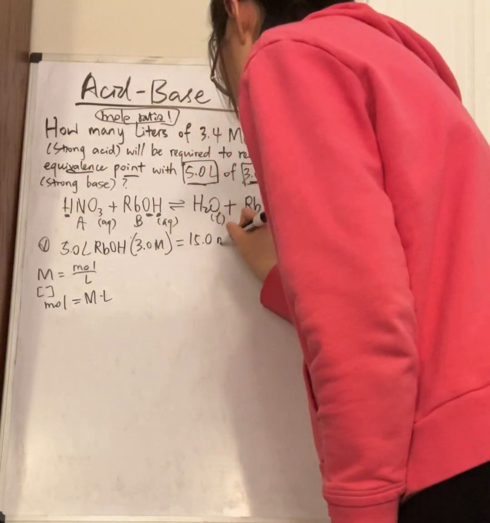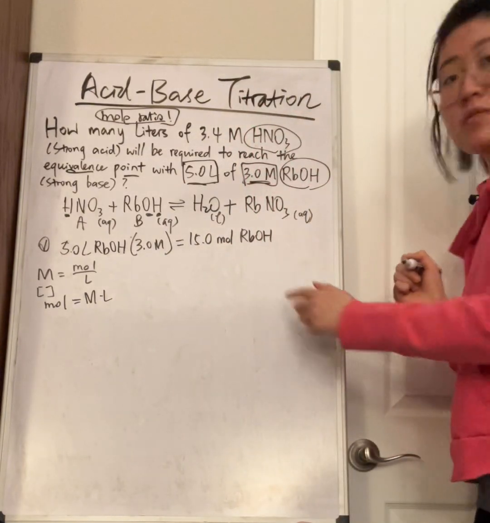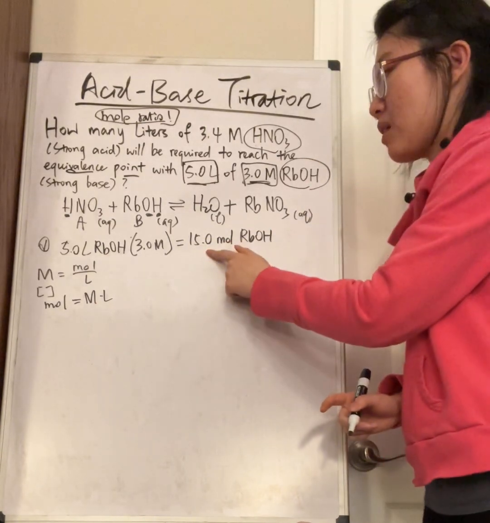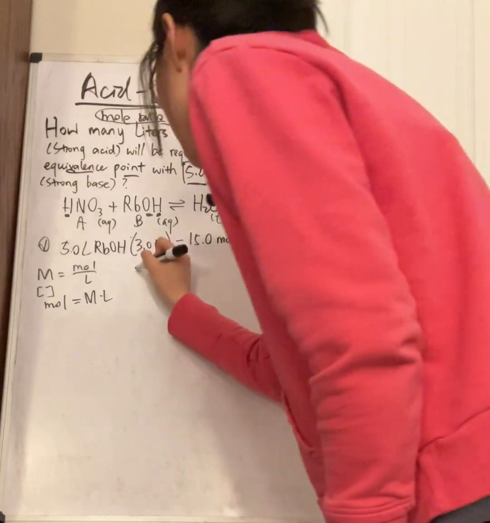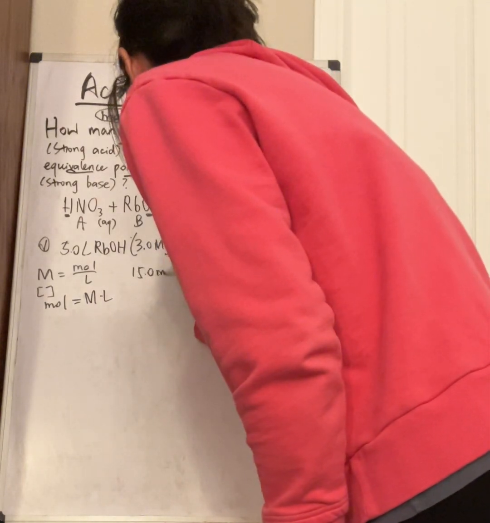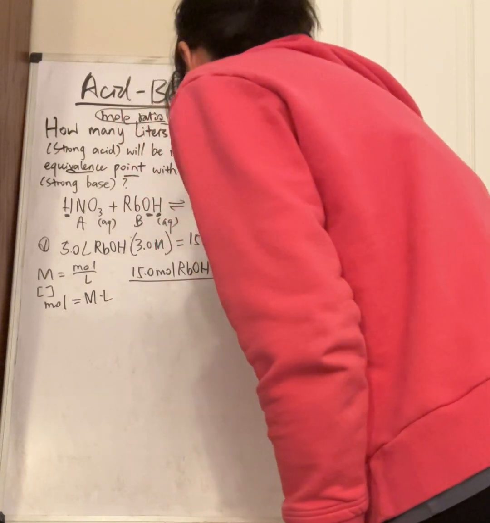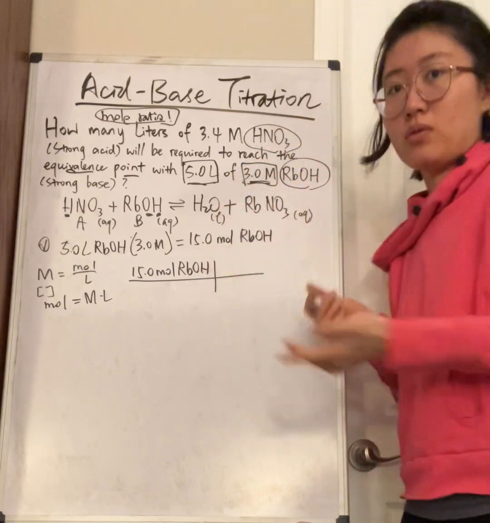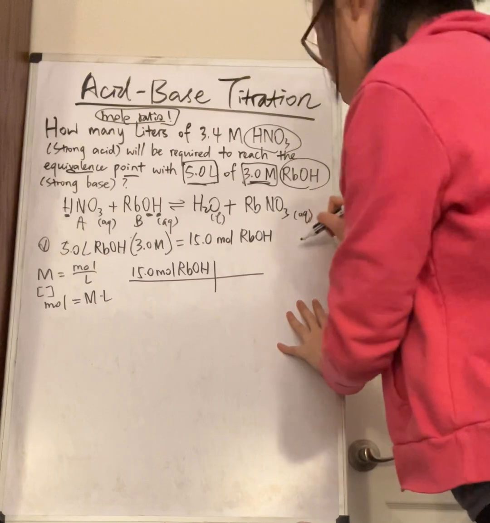5.0 moles of RbOH. Okay, so we have this. Now it's the key part. We can use this moles to do our stoichiometry process, and to find what is the ratio between RbOH and HNO3. What is it? According to our chemical equation right now.